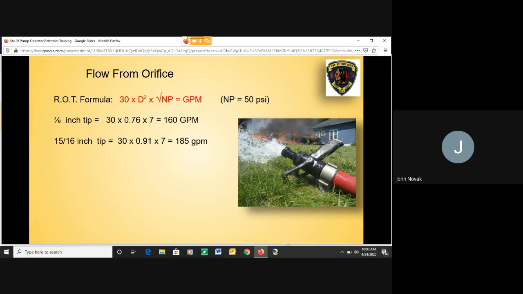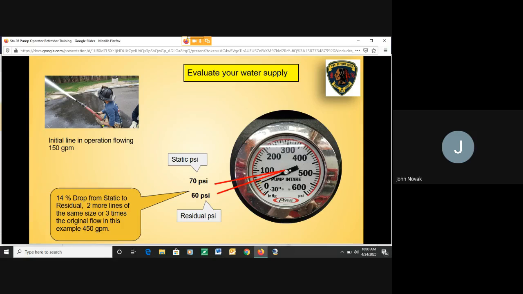So some nozzle calculations: the 15/16 tip, same calculation, gives us 185 GPM. And the 1 3/16 tip, using a 50-pound nozzle pressure, that's where we get 292. We can round it up to 295. And for the pump operators, we talk about evaluating our water supply.